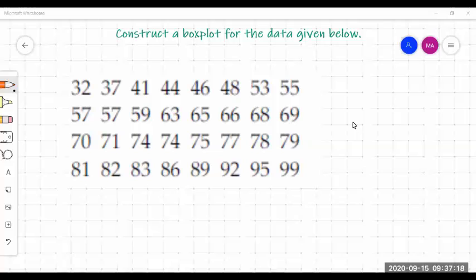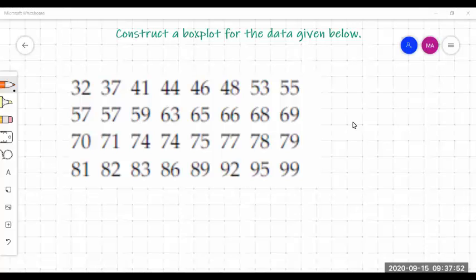In each line there are 1, 2, 3, 4, 5, 6, 7, 8, so 8 data points in each line. There are 4 lines, a total of 32 data points, right? The first thing when you construct a box plot is that you rearrange the data from smallest value to the largest value. And luckily, in this data, it's already rearranged. You can see that the values are arranged in ascending order. So that's good.